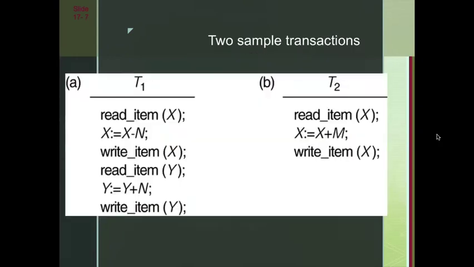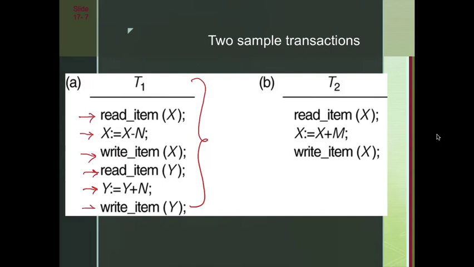Now, here we can see two examples of transactions. T1 is a transaction with these operations. Read item X, which follows the steps that we have discussed earlier. Then it subtracts a value N from X, and the updated value of X is written back to the disk. The next is read item Y. Y is another item, and X and Y are distinct from each other. Then we have updated Y by increasing it by the quantity N.